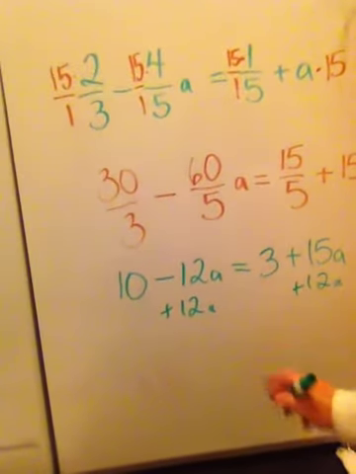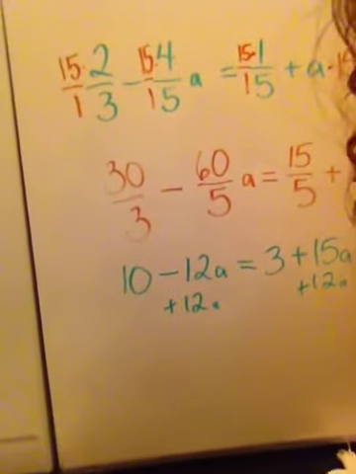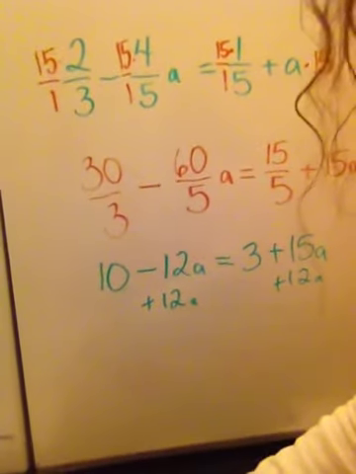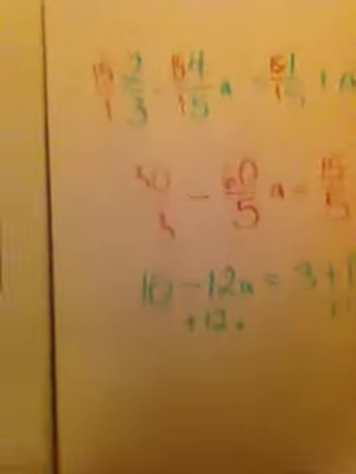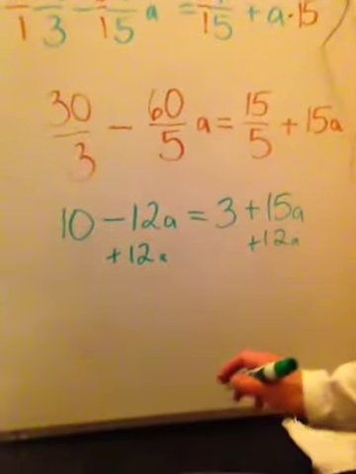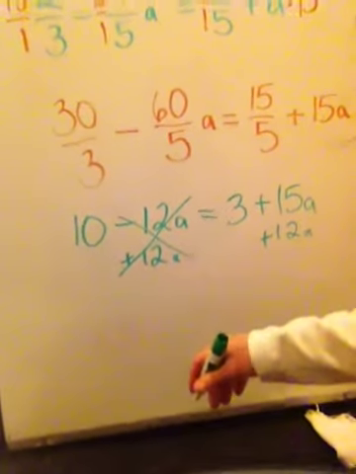Again, there are different options. You could subtract 3 from both sides. You could subtract 10 from both sides. You could subtract 15a from both sides. And if you do everything correctly, you'll end up getting the same answer anyway, so it wouldn't matter either way. This is just what I chose to do. So those are completely gone.